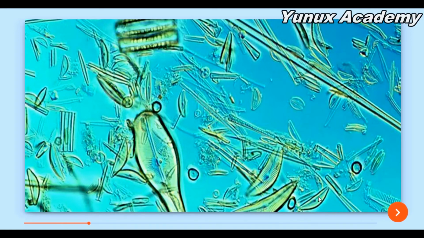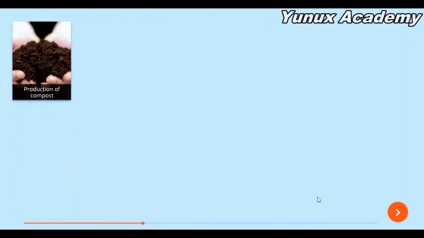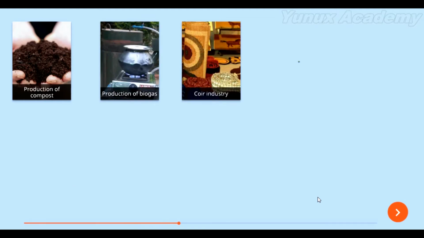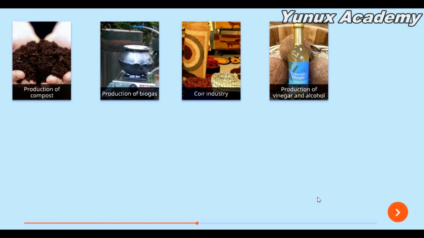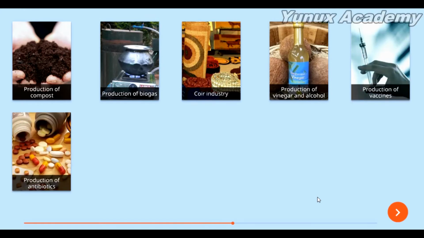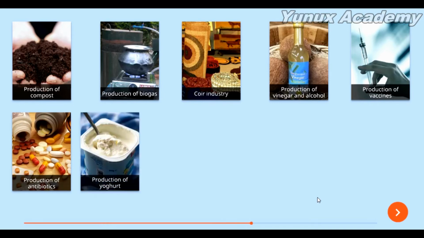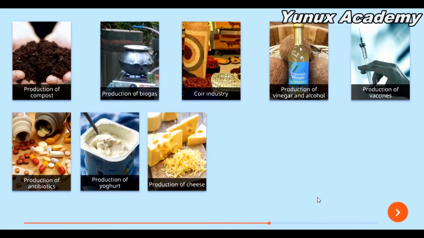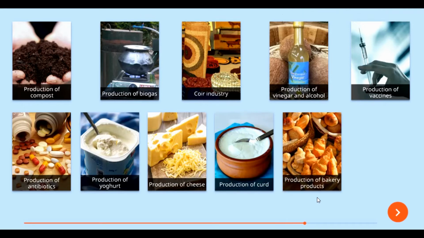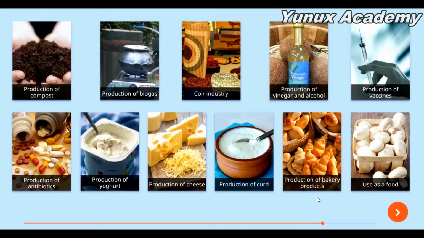Humans have been using microorganisms for industries since ancient times. Producing compost. Producing biogas. Coir industry. Producing vinegar and alcohol. Producing vaccines. Producing antibiotics. Producing yogurt. Producing cheese. Producing curd. Producing bakery products. Use as a food are some examples for this.